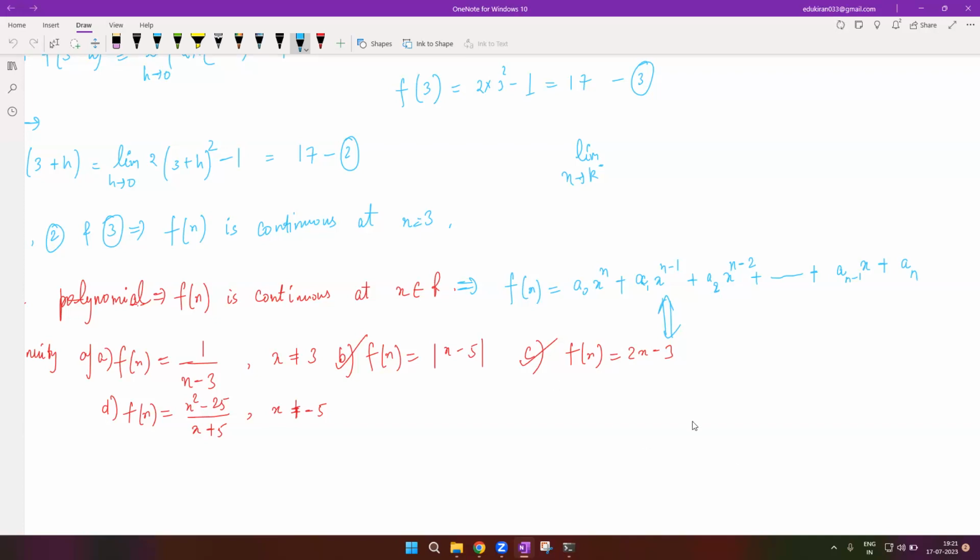Why? If you take any algebraic expression and you put any real number in that, the answer would be a real number only. If you put 10, the answer would be 17 in this case.